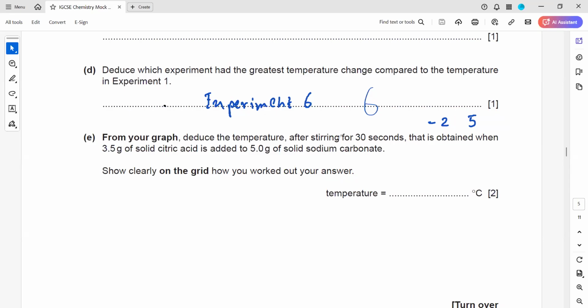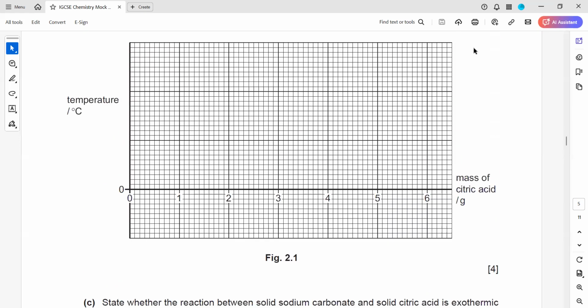From your graph, deduce the temperature after stirring obtained when 3.5 gram of citric acid was added to 5 gram of sodium carbonate. So you have to use your graph there. Let's say this was the graph. What we will do is draw a line from 3.5 and identify what the temperature change is according to the graph.